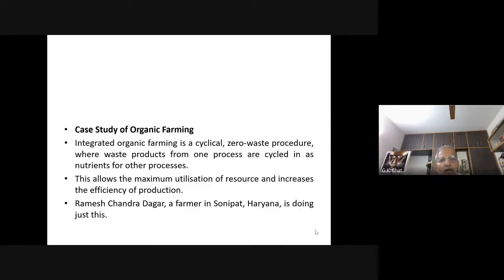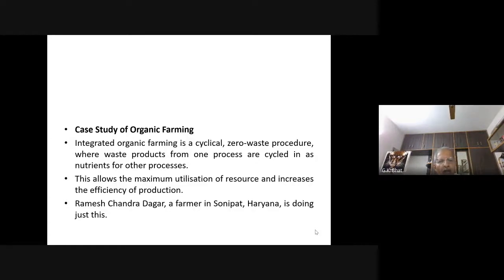So integrated organic farming is a cyclical zero waste procedure where waste produced from one process is cycled in as nutrient for other processes. This allows the maximum utilization of the resource and increases the efficiency of production. Maximum utilization of resource, so nothing is thrown out. If you are going for sugar cane, you use the stem part of the sugar cane to extract sugar or jaggery. At the same time, the leaves and the root part can be used to prepare organic manure.